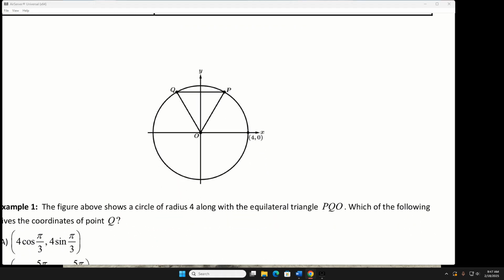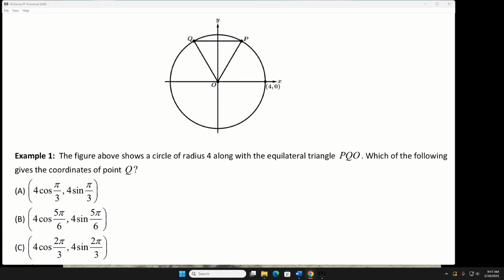All right, so example 1 takes us back to some geometry stuff that you learned. On example 1, this figure shows a circle with radius 4 along with an equilateral triangle. The triangle is PQO. Which of the following is the coordinates of Q?